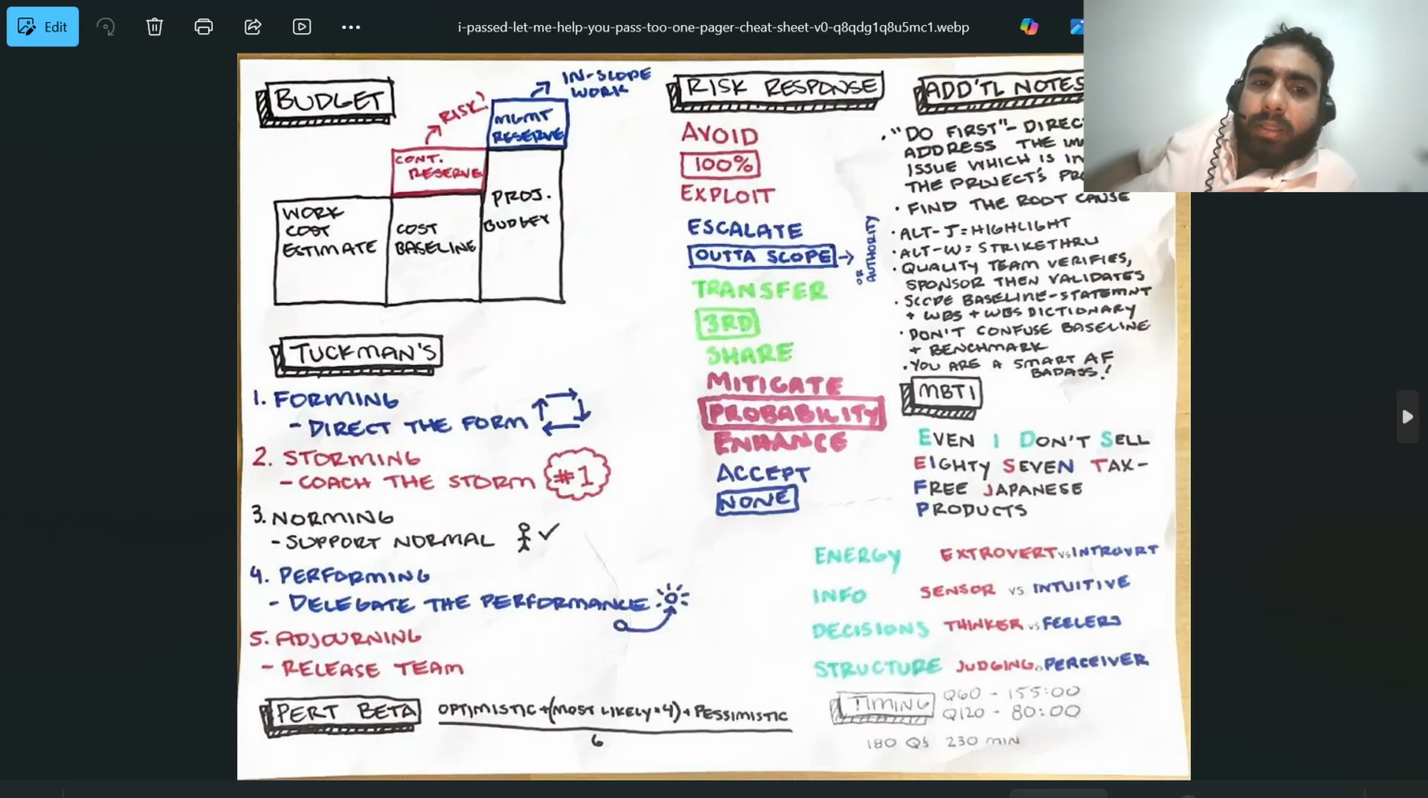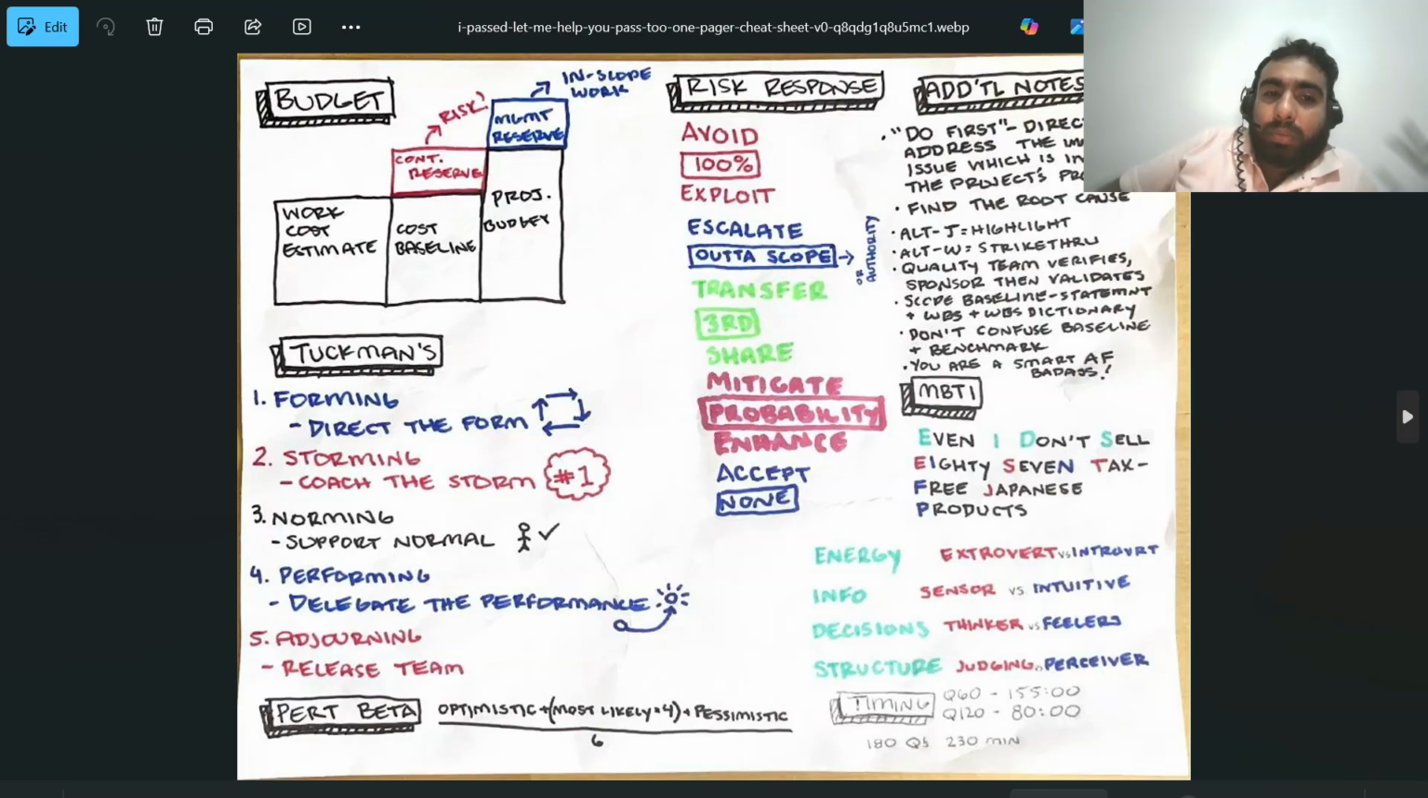Now, Tuckman's stages of team formation. High performing teams are not magically formed. It takes some time for them to form. The first stage is forming. Forming is where the team is getting formed, and being a leader, we are the ones forming the team.